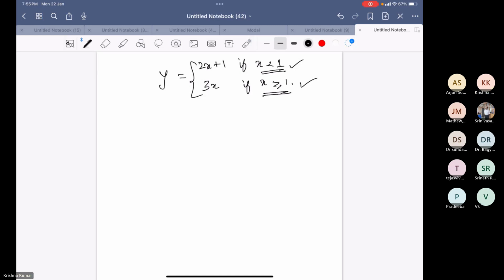Clear? Any questions? Many times, someone asked, I think Jason asked the question, what is this natural domain of a function? So it comes out of the function as it is. Say, for example, I have a function 1 by root of x plus 4.